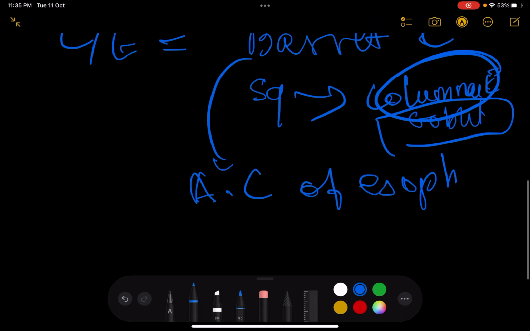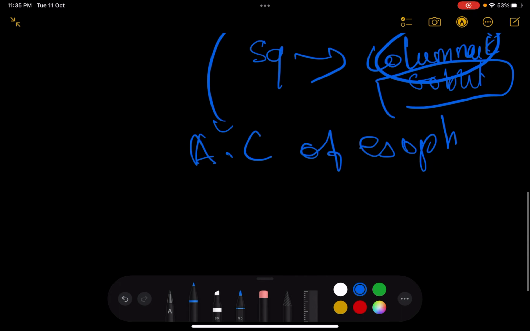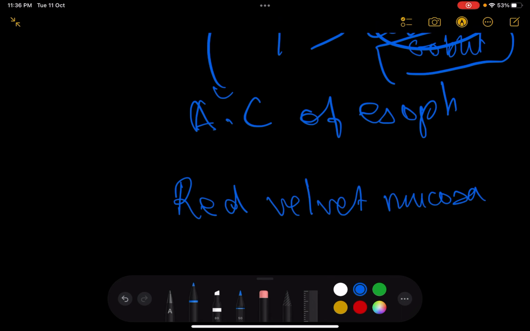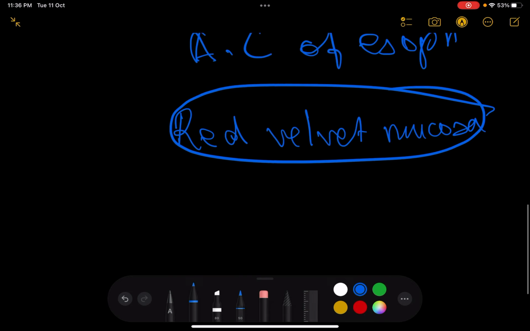So you want to look for this on your endoscopy. Sometimes when you're doing your endoscopy, you also do a biopsy. Obviously, you check for goblet cells and you take a biopsy from the red velvet-like mucosa. The mucosa is red and velvety because of the non-stop GERD that's occurring.